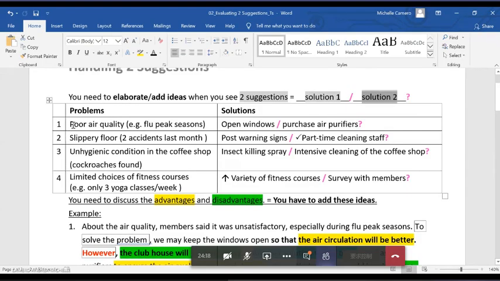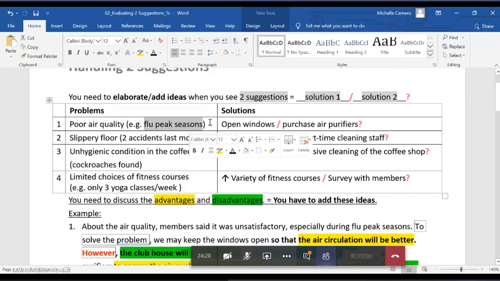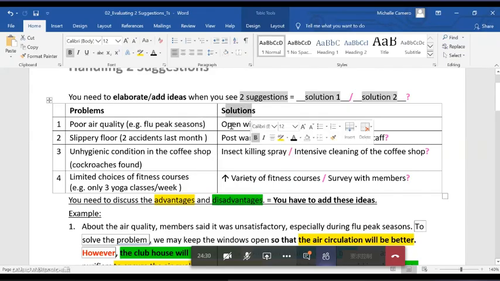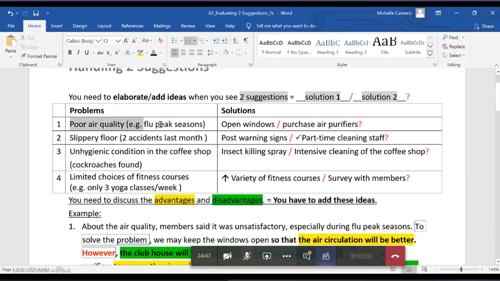All right, so the first one is this one here, okay? So we've got the problem. What's the problem? Poor air quality. What's more information about the problem? Flu peak season. All right, so what are we going to do? How do we fix it? What's the solution? We have 2 solutions. Solution 1, open windows. Solution 2, purchase air purifiers. Okay, remember, you need to discuss the advantages and disadvantages, which means you have to add these ideas. All right, so here are all the ideas.